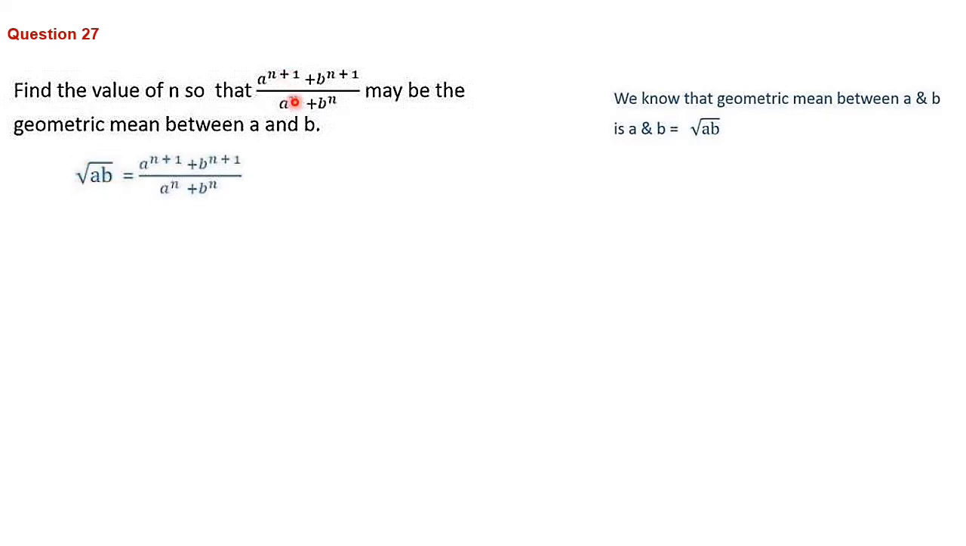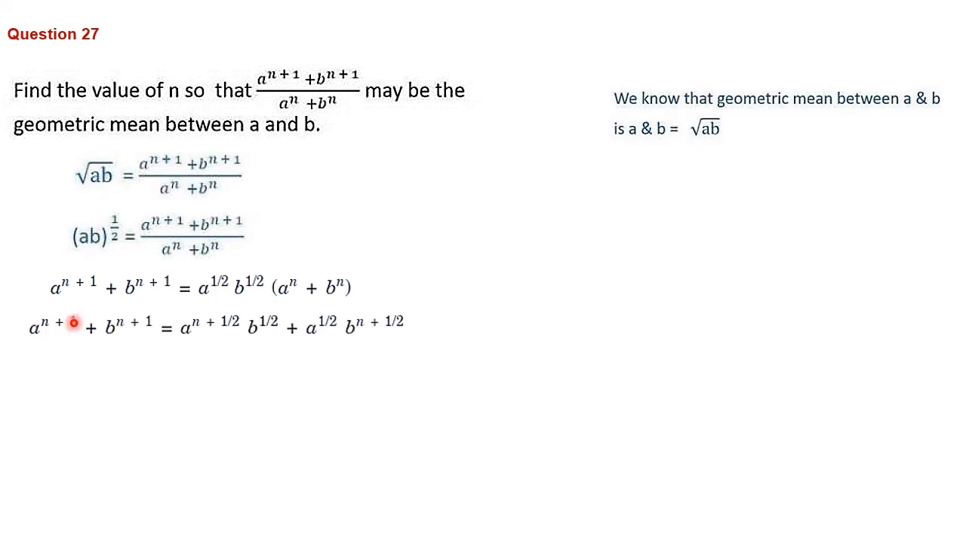According to our question, it is given to us (a power n plus 1 plus b power n plus 1) by (a power n plus b power n). Then root of AB we can write as AB power 1 by 2, equal to the right side, which is the same. Then here what we can do is just cross multiply it. Cross multiplying, the denominator is 1, so a power n plus 1 plus b power n plus 1 stays the same quantity. Here we can split AB power 1 by 2 into a power 1 by 2 into b power 1 by 2, into (a power n plus b power n). Cross multiplication we have completed.